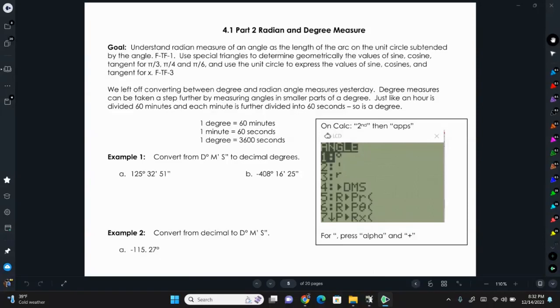Today's journey takes us into a deeper dive into angle and radian measures and some ways that we can represent those and use them in different aspects of the real world. So the first thing we're going to talk about are what's called degree minutes and seconds.